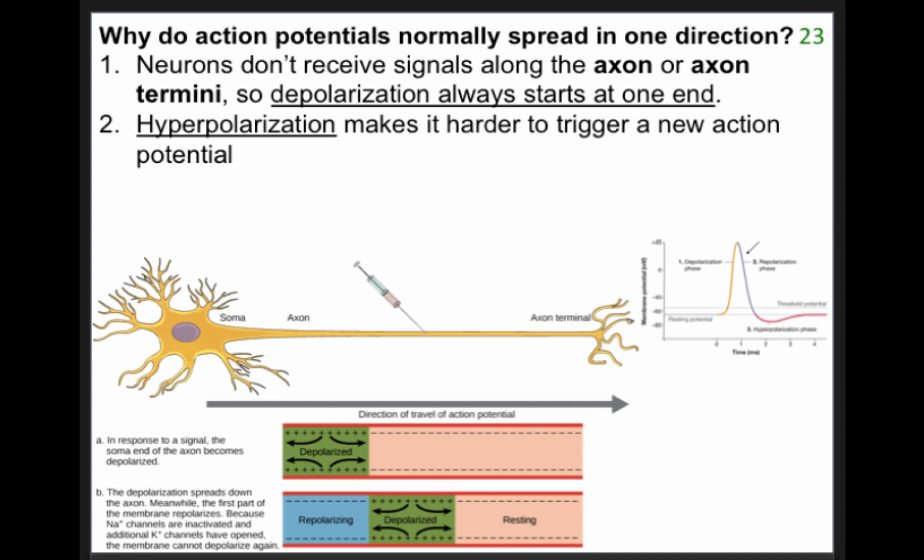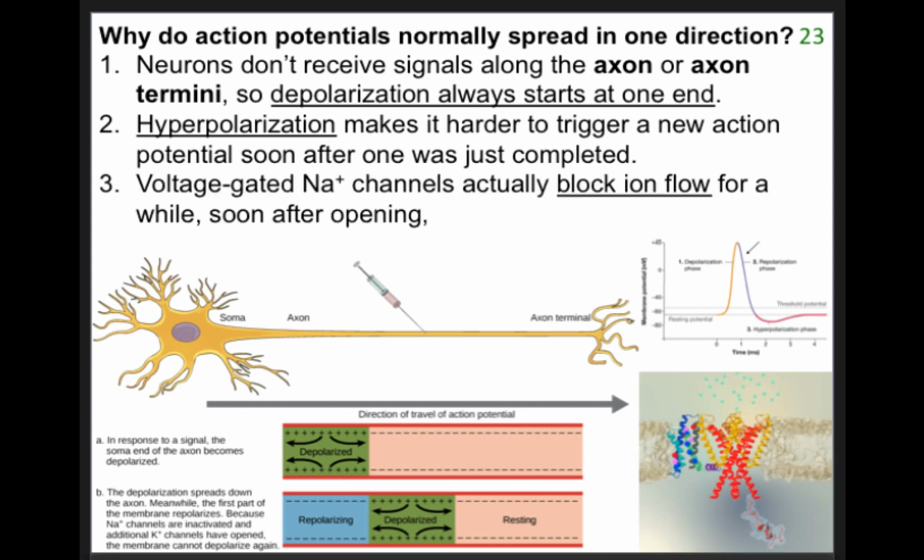Okay, so when an action potential is just completed or in the middle of completing, it's harder to trigger a new one, so it's less likely that this new action potential will cause action potentials backwards. But the most important reason is this. This is a voltage-gated sodium channel, and you'll see in a second when I start this video that after it opens to allow these little green sodium ions to come into the cell, there's a flappy thing here that actually closes the channel, right? So that even if the channel is open, nothing can flow through.